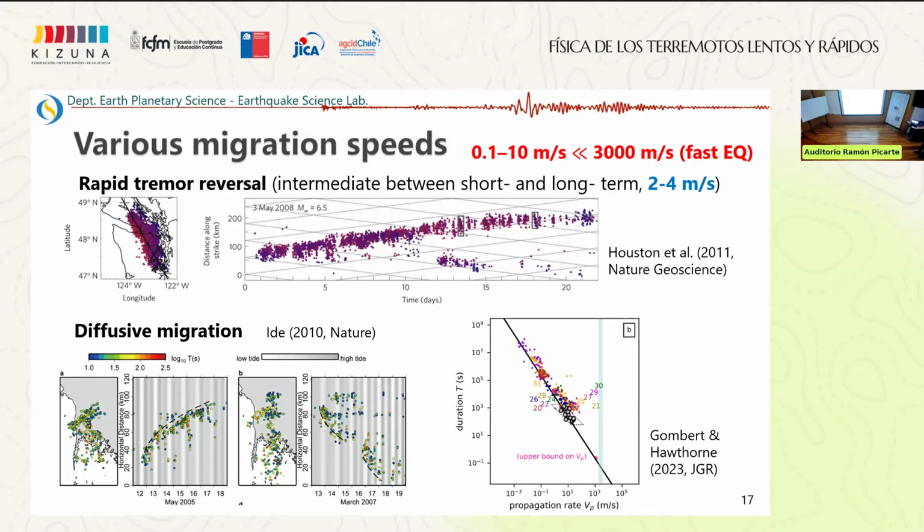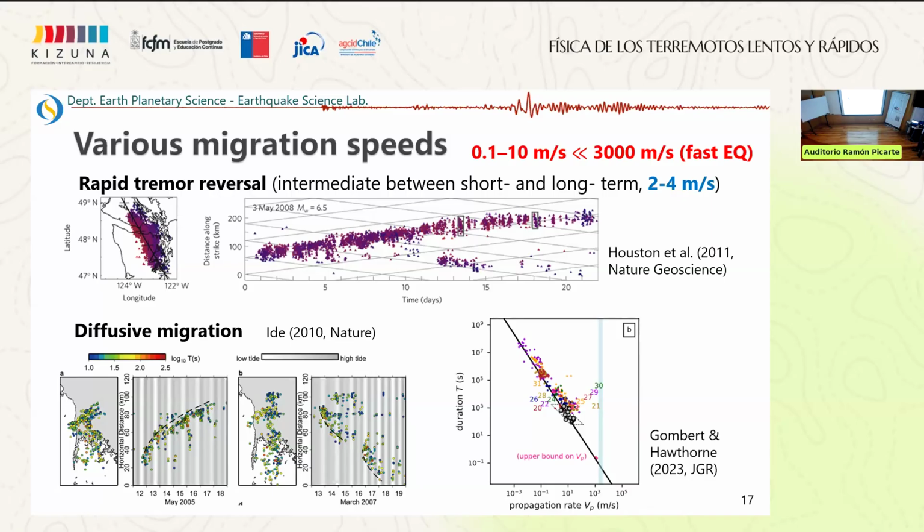There's some study that compiled propagation speed with duration. This study shows that propagation speed decreases if it continues for a long time, so this kind of deceleration. The slope is not exactly parabolic, but we can expect that this kind of tremor includes some diffusive physical process. I will mention it again later.